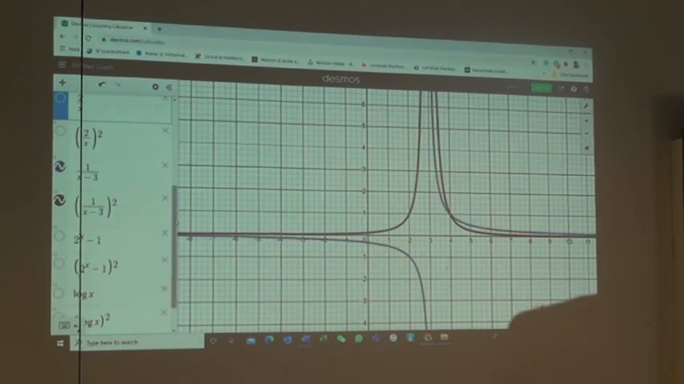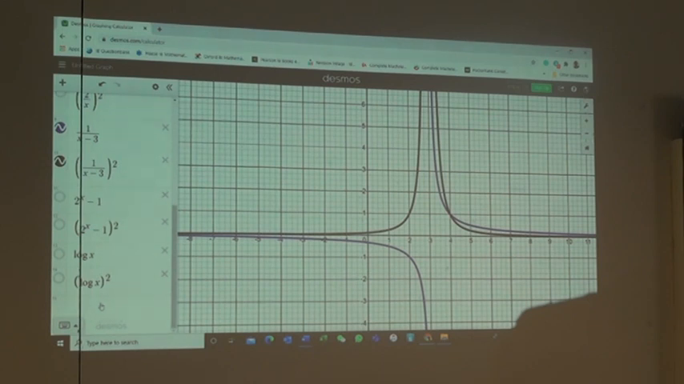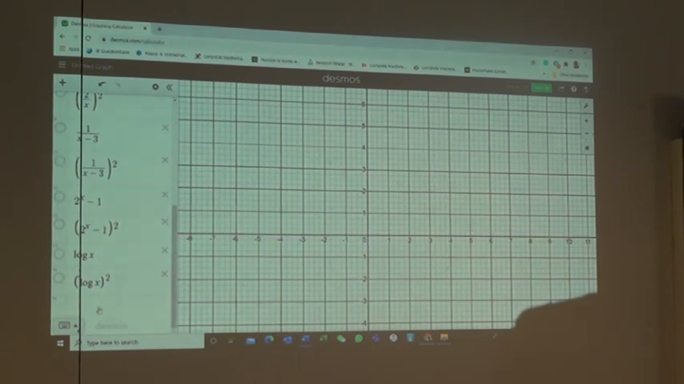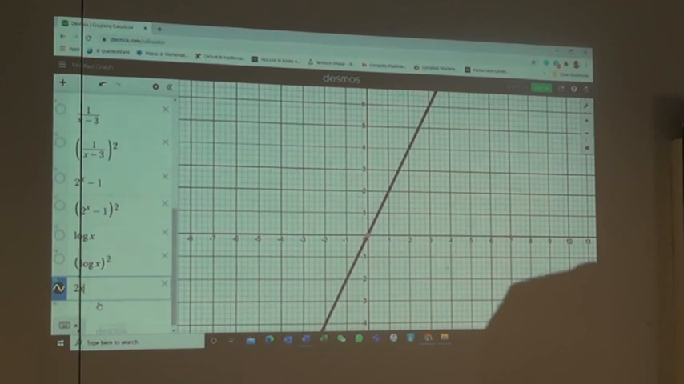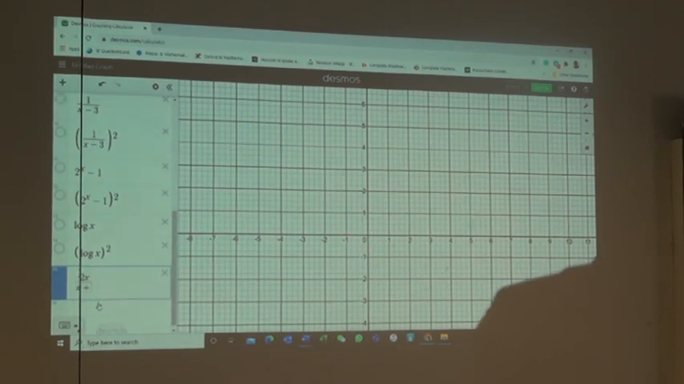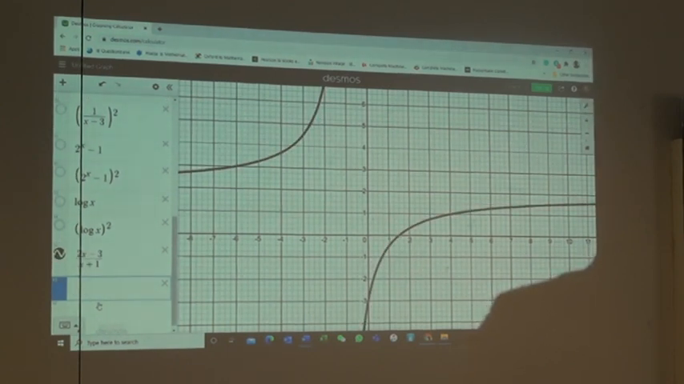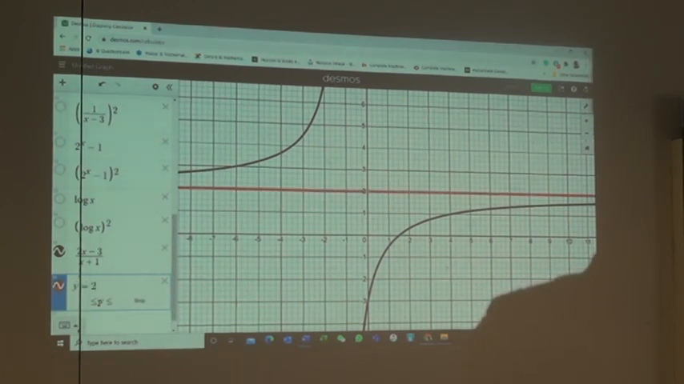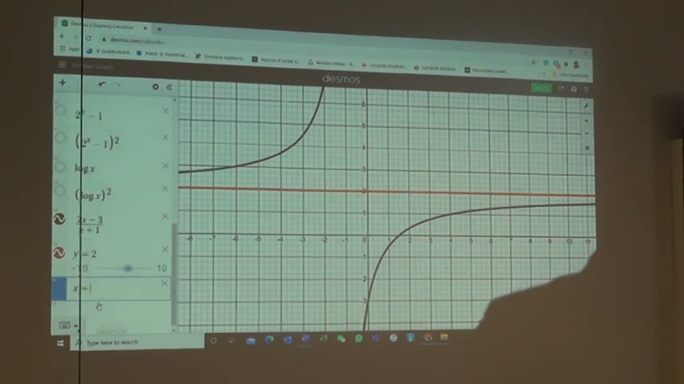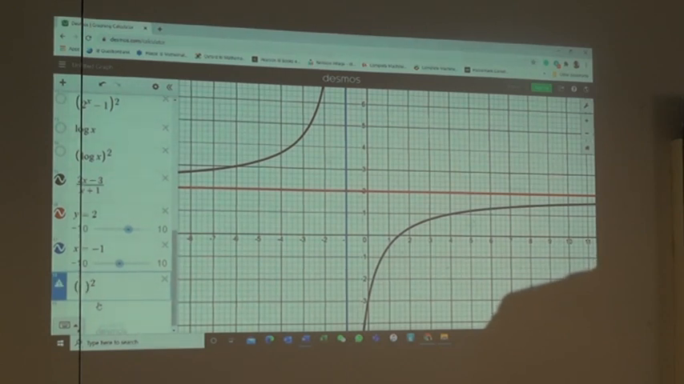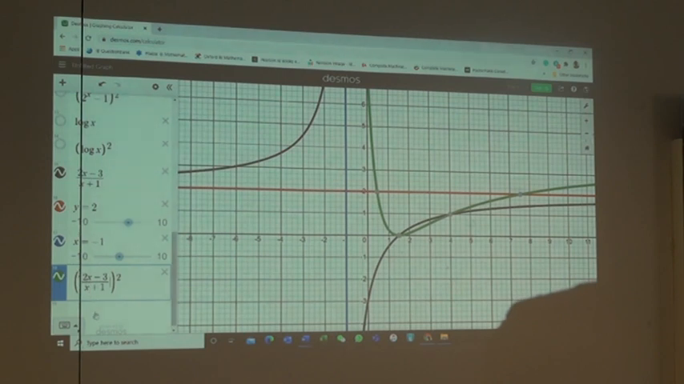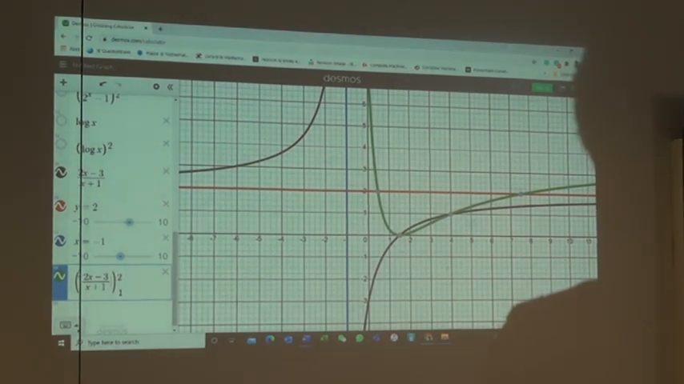Here we have 0, both of them are 0, right? But let's see. 2x over x plus 1 here, maybe minus 3 here. Let's square this. Clearly you have y equals 2 and you have x equals -1. Okay, so let's see the square. So, does it have y equals 2? No. So it's not guaranteed.